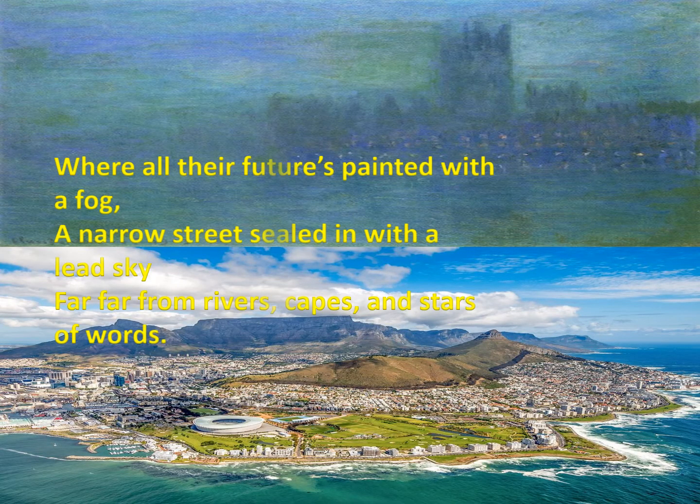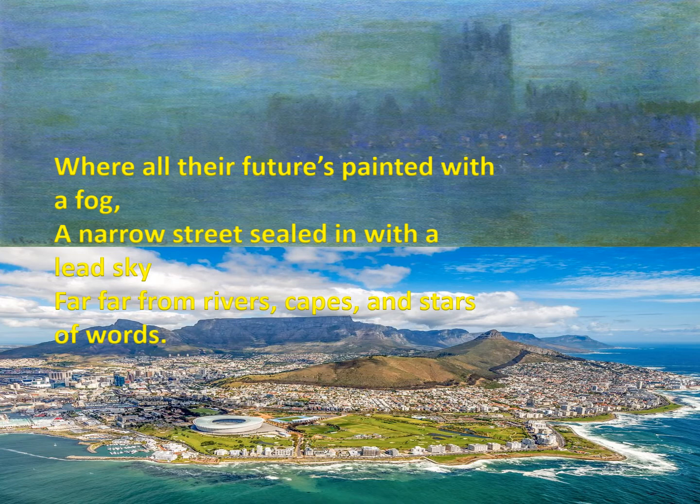Then it says, where all their futures painted with a fog, a narrow street sealed in with a lead sky, far, far from rivers, capes, and stars' words. Then Stephen Spender mentioned that the lives of these slum children were painted with a fog, meaning their lives are totally unclear, things which we can't see. It's painted with that.